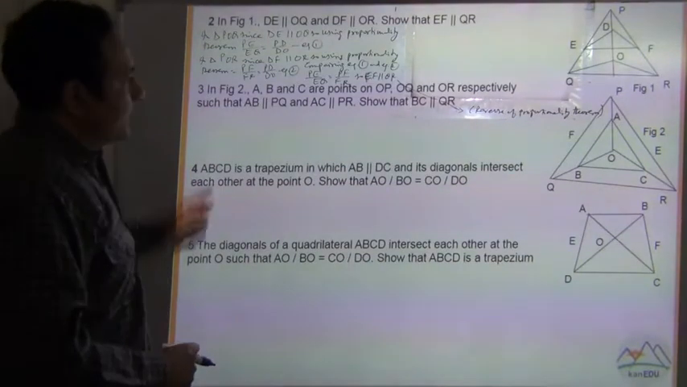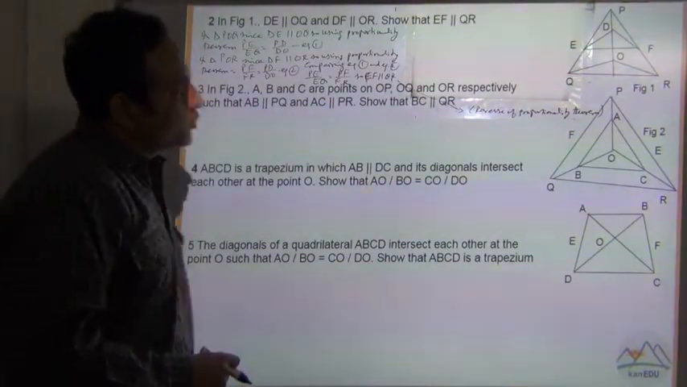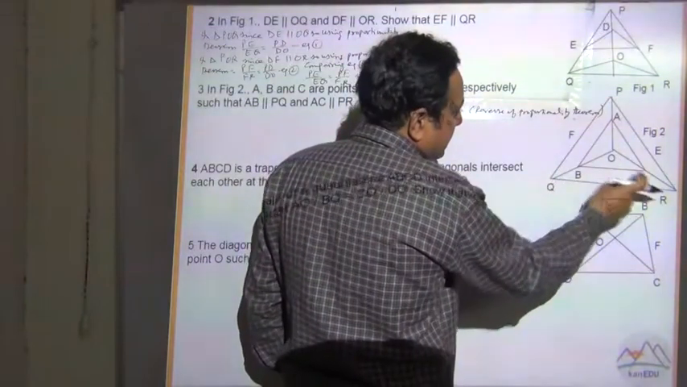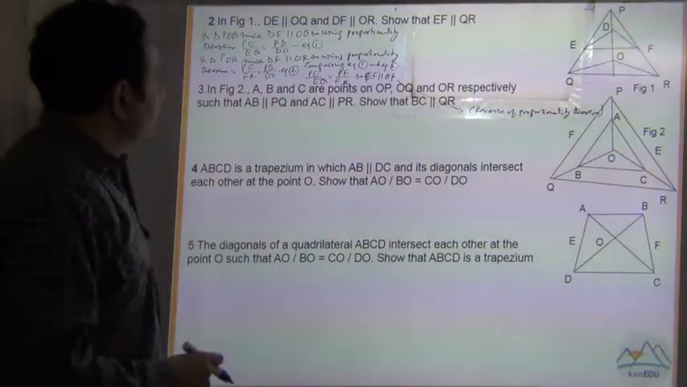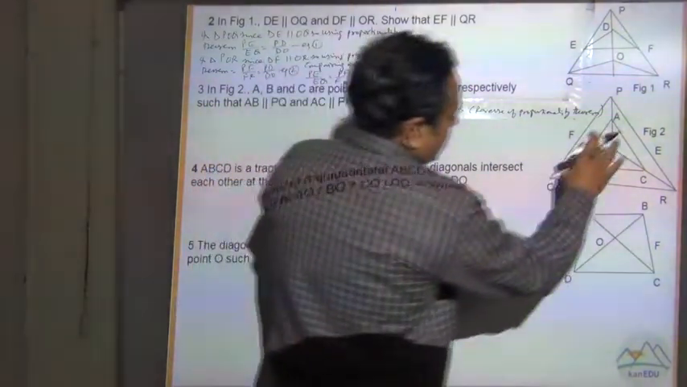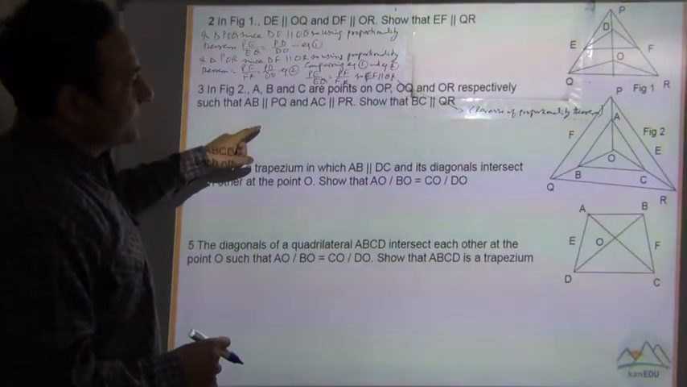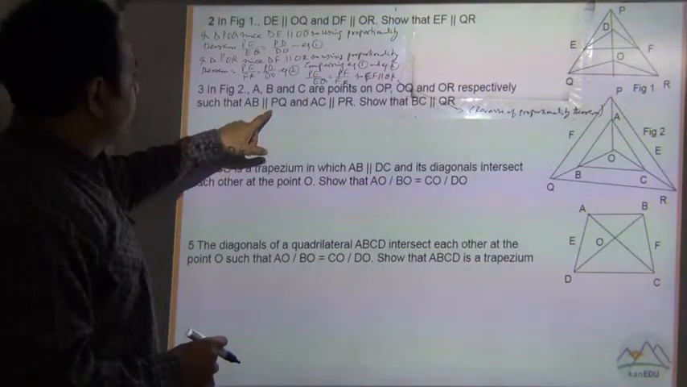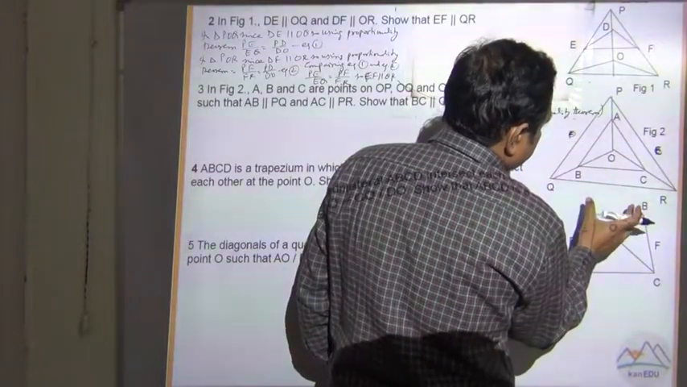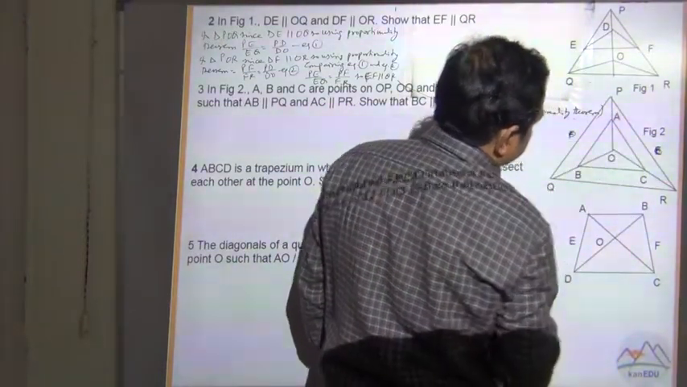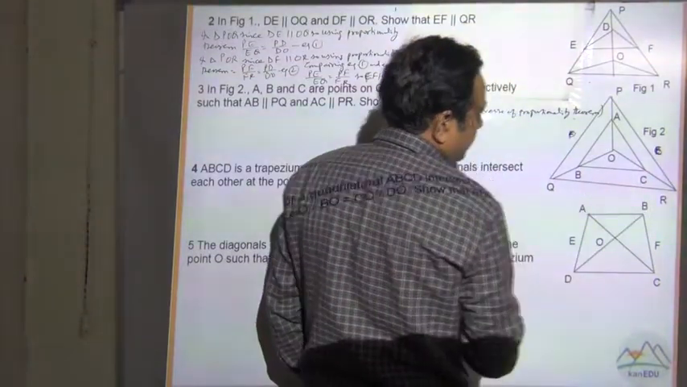Now question number 3. In figure 2, A, B and C are points on OP, OQ and OR respectively, so that AB is parallel to PQ and AC is parallel to PR. Now show that BC is parallel to QR.